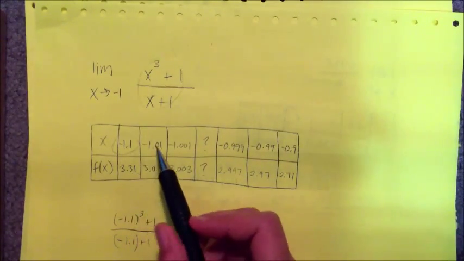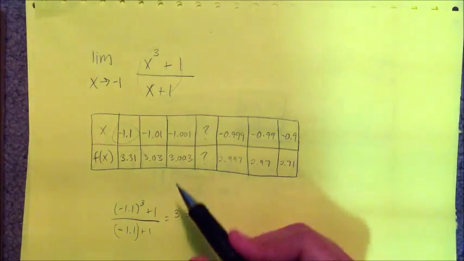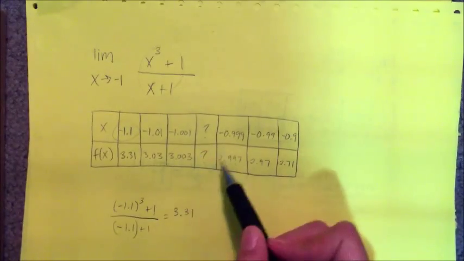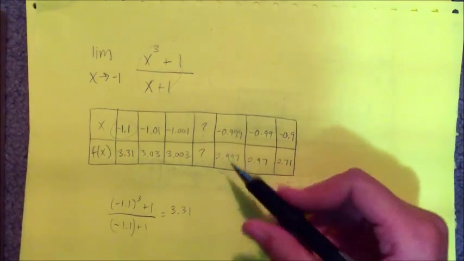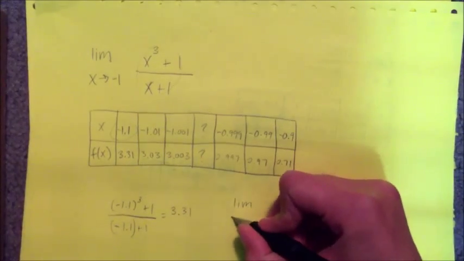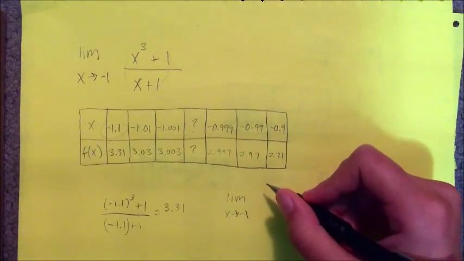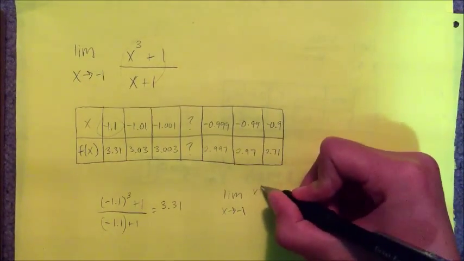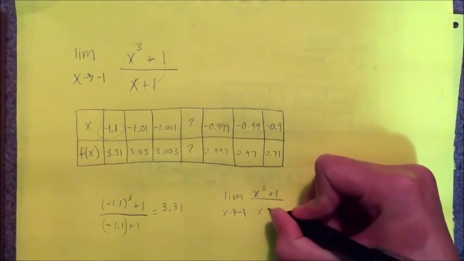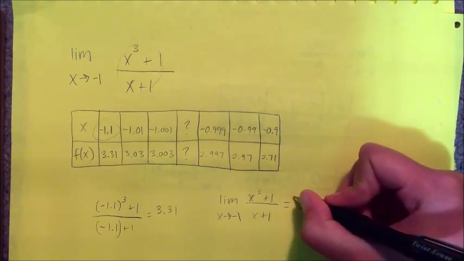So again, looking at this table of values that we've made, we can see that as x approaches -1, f of x approaches 3. So we can say that the limit as x approaches -1 of x cubed plus 1 over x plus 1 is 3.